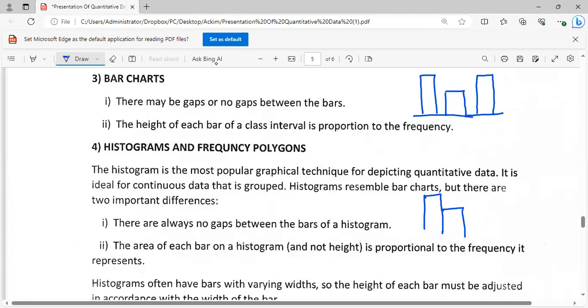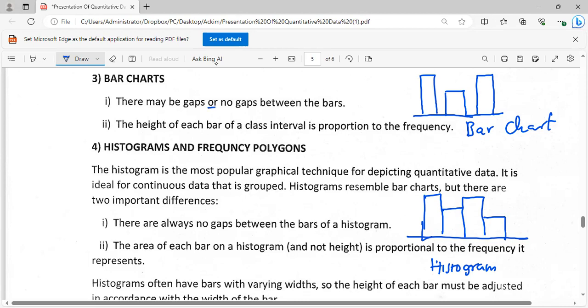So in this case, if you see bars that are joined together, this is the histogram. If you see bars that are separated, that is the bar chart. Bars joined together, histogram. So there may be gaps or no gaps between the bars for the bar chart. That's why they have said there may be no gaps or there will be gaps.